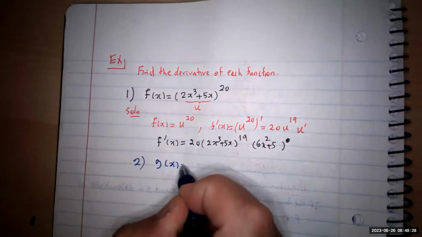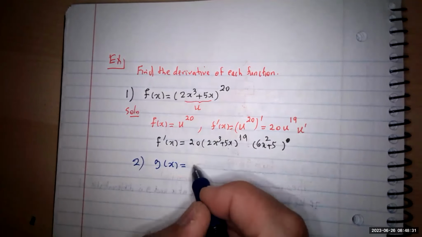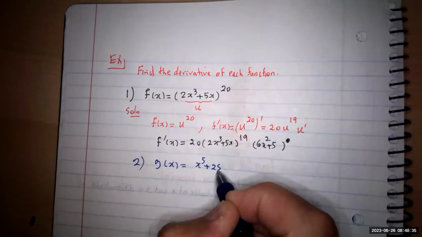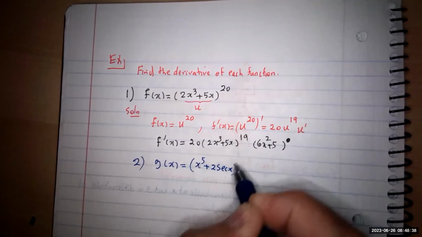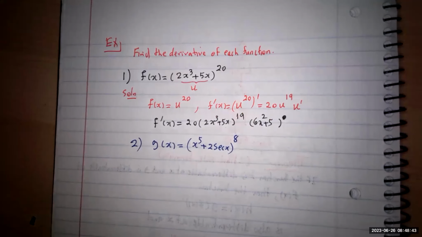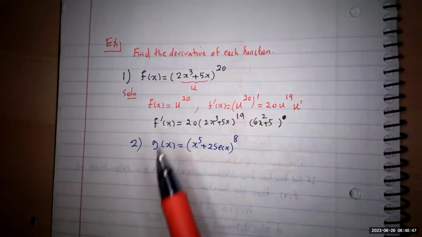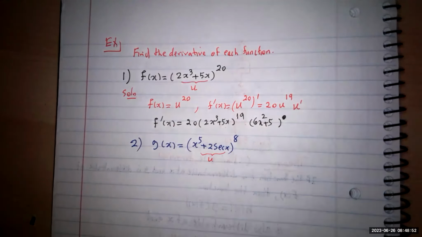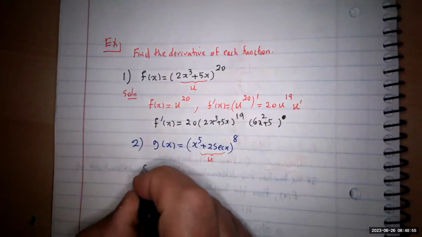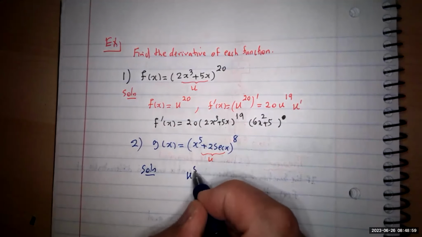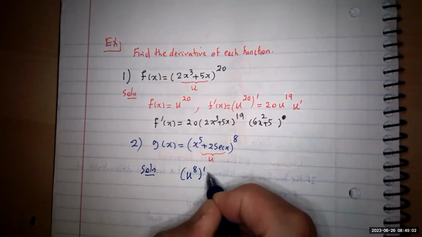G of x equal to x to the 5th plus 2 secant of x, raised to the 8th. It's a parenthesis raised to the something, so it's a chain rule. So what's going to be your formula? Again, you can repeat it for yourself. Say, oh, I'm going to call this one u. So what I have to do is, solution, I have to differentiate u to the 8. Repeat your formula if you like.